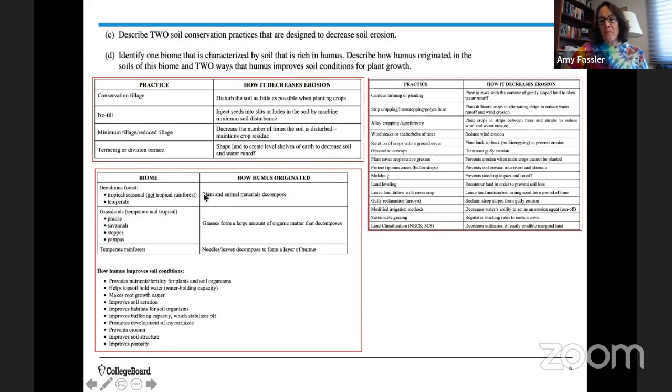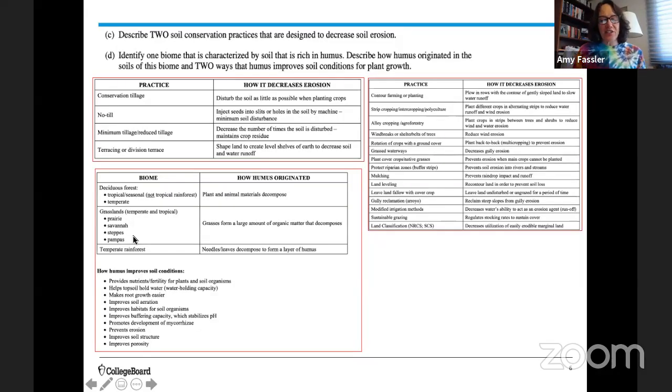So notice that the biomes that were accepted were not just forest, and we're going to point that out in a minute. I could say a deciduous forest or a temperate forest. I could say a temperate rainforest, or I could say a grassland, a temperate grassland, like a prairie, and all these different terms we have for prairies.